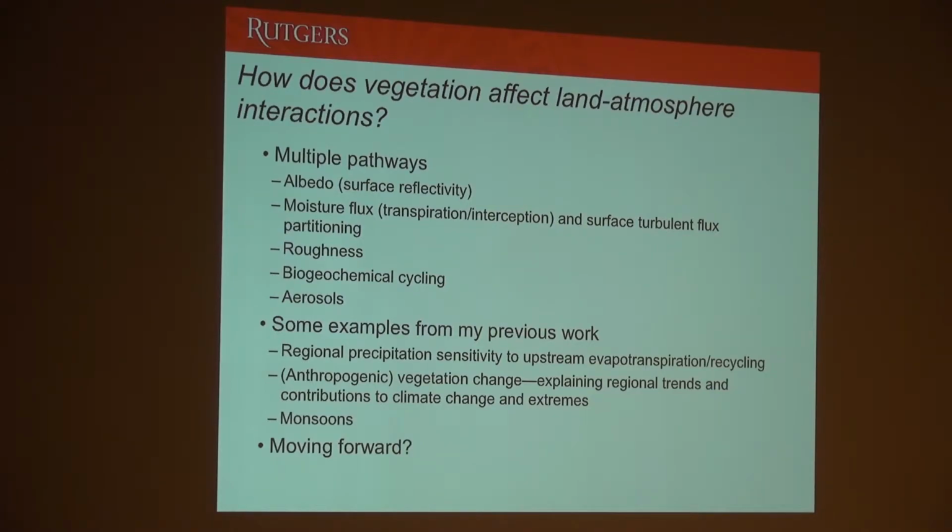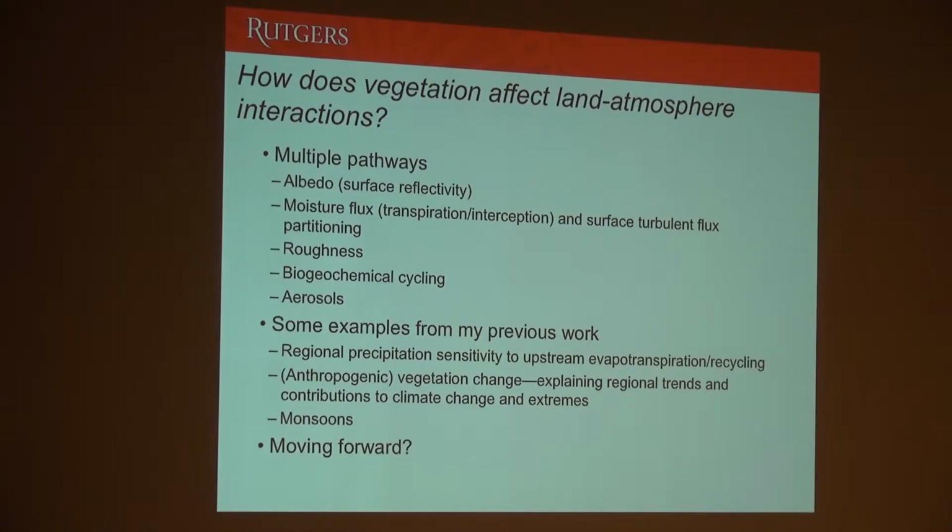From the previous diagram, I think it's very clear that there are many different ways that interaction can come about. Here I've just listed some of the pathways. One obvious pathway is the albedo, or the reflectivity of the surface. If you contrast different kinds of land surfaces, they have different reflectivities. A snow-covered surface is going to be highly reflective. A dark surface is going to be less reflective, or more absorptive.